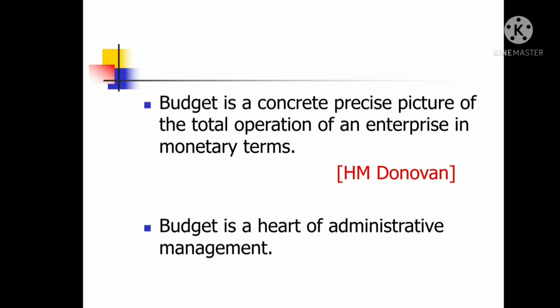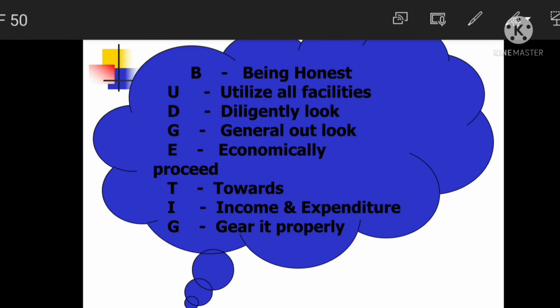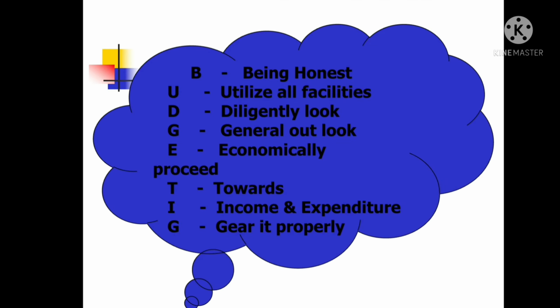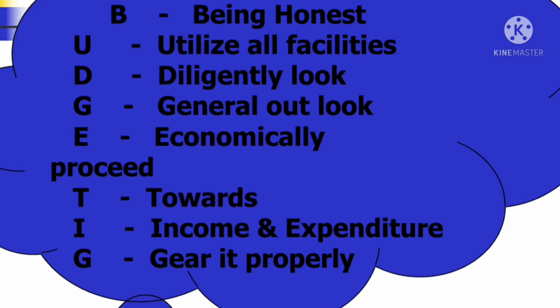So we know that budget is the heart of administrative management, as you all know. Then what is the terminology they have used? B means being honest, U means utilize all facilities, D means diligent look, G means general outlook, E means economically proceed, T means towards, I means income and expenditure, and G means gear it properly. The symbol they have given some terms.